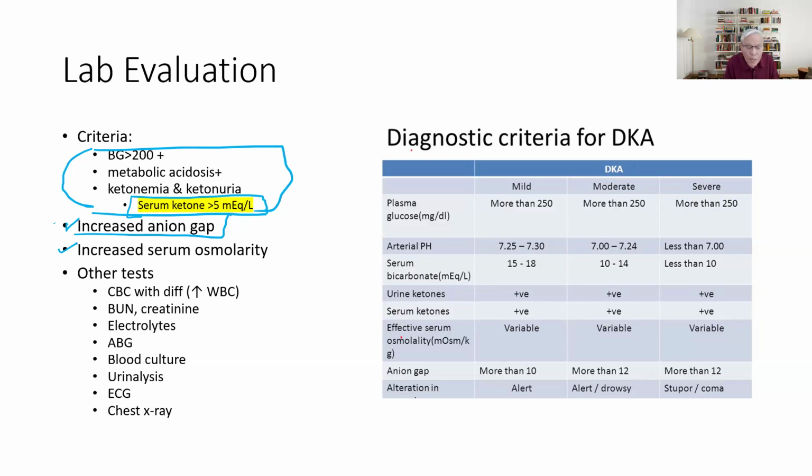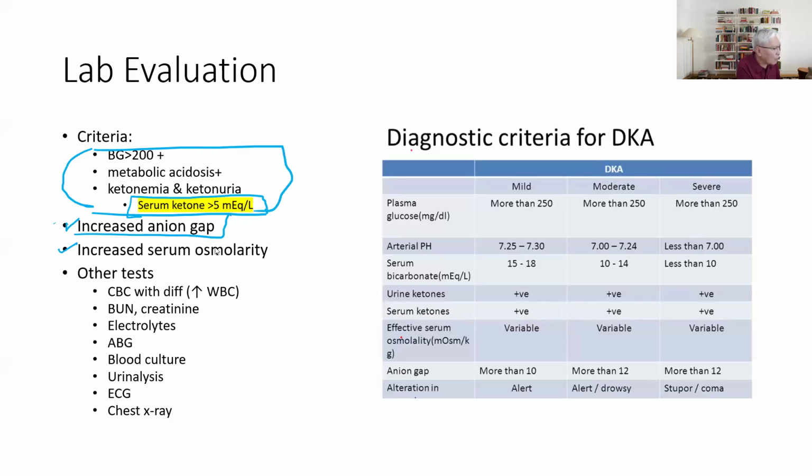It might show us that the patient is having an infection. For example, the BUN and creatinine are going to be very helpful. The electrolytes, as well as ABG, blood culture, urinalysis, ECG, and chest X-ray. All these things are going to be very, very important.